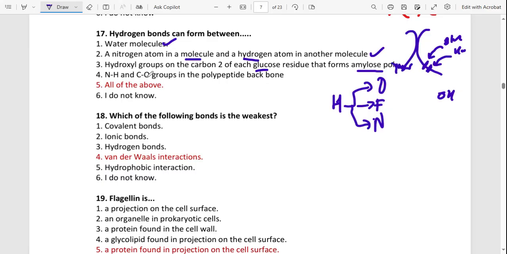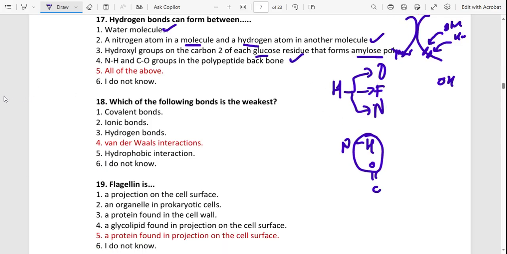NH and C=O groups in the polypeptide. So the NH bond, you have got hydrogen there. And then for the C=O, you still have an oxygen, so this can still form hydrogen bonds. So this is all of the above.